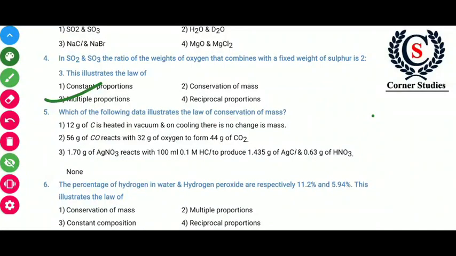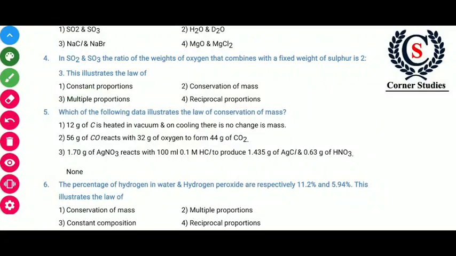Which of the following data illustrates the law of conservation of mass? 12 grams of C is heated in a vacuum and on cooling there is no change in mass. Second, 56 grams of CO reacts with 32 grams of oxygen to form 44 grams of CO2. Next, 1.70 grams of AgNO3 reacts with 100 ml of 0.1 M NaCl to produce 1.43 grams of AgCl and 0.63 grams of HNO3. Option 4, none. What is the answer? 1.70 gram of AgNO3.